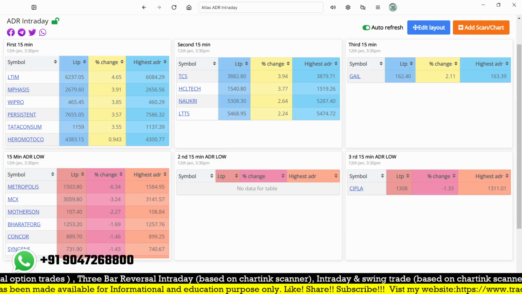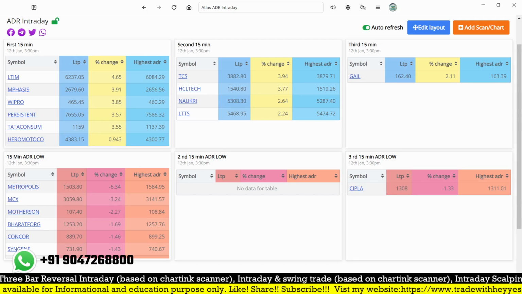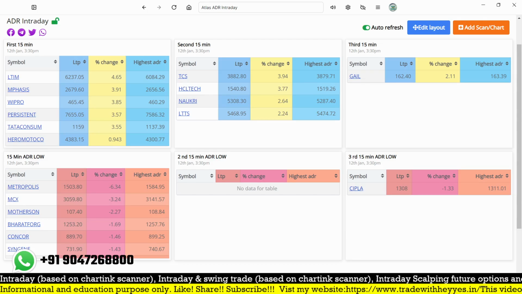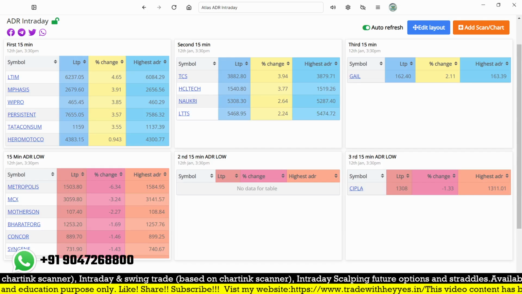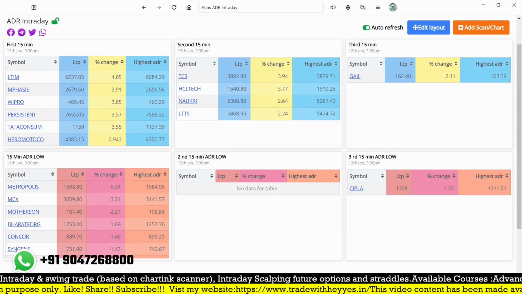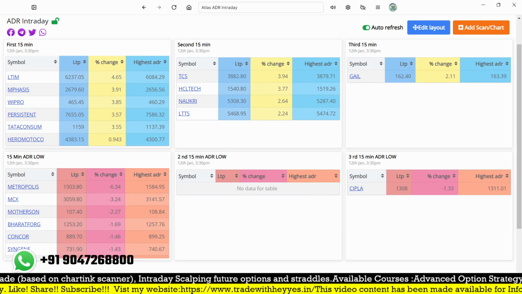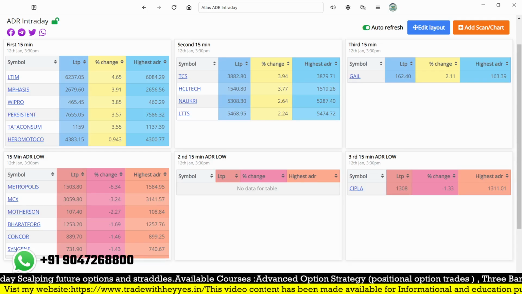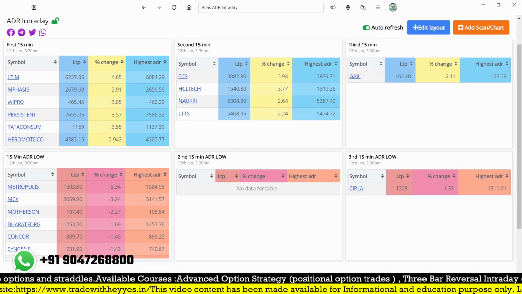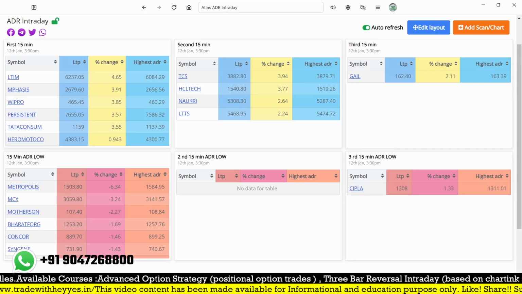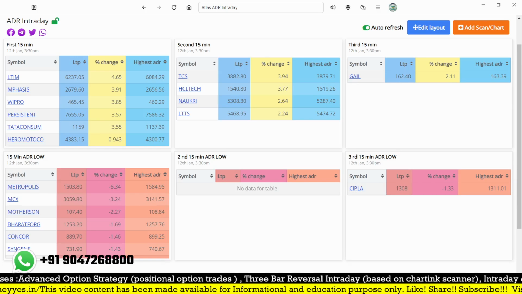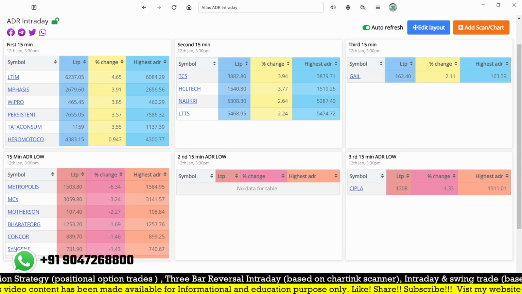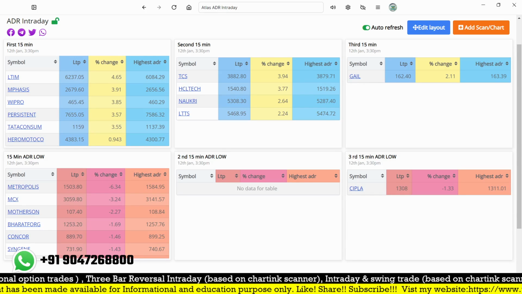And one more thing, the scanner will work for both sides. Today the market is entirely positive, and the IT sector is doing perfectly well. All the IT stocks are giving big movement today. But we also saw some stocks like Metropolis, MCX, Mothers and Sumi, and Container Corporation giving good results on the downside. So I'm going to tell you how to use it.